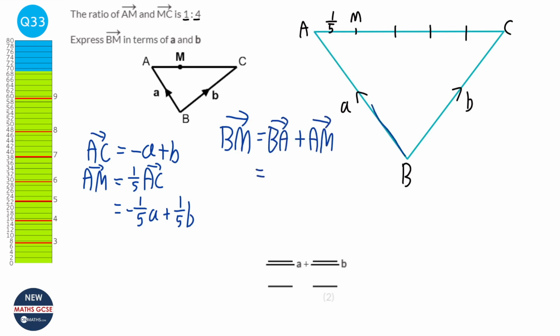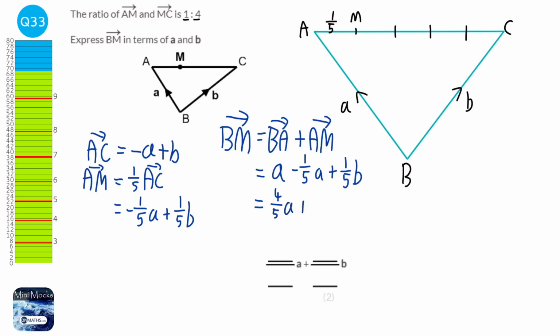We know B to A because it's labelled, it's just A. And we know A to M because we've worked it out down here. And it should be minus, let's get rid of that, because we know it's going to be minus 1/5 A plus 1/5 B. And so A minus 1/5 A is going to be 4/5 A. And then we've got the 1/5 B. So it's going to be 4/5 A plus 1/5 B.